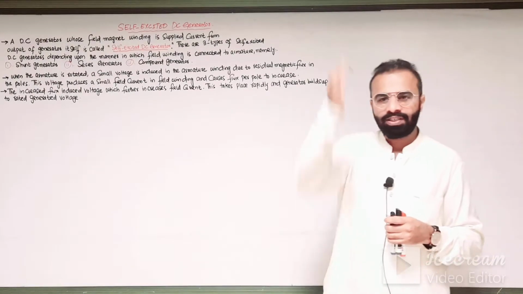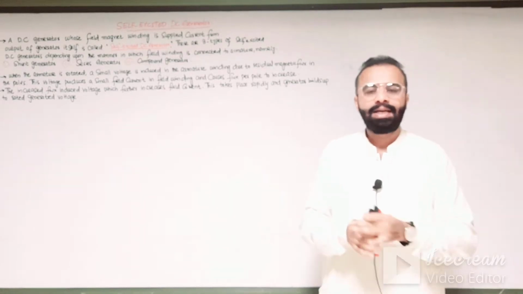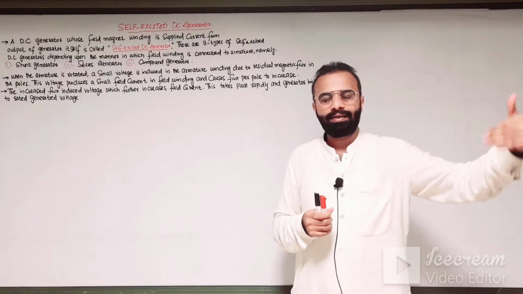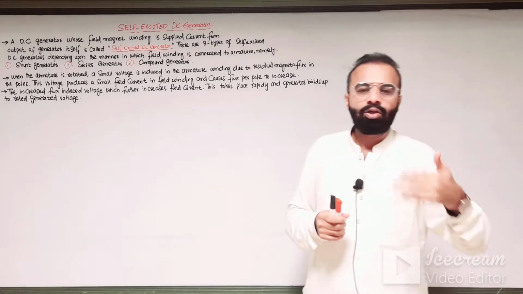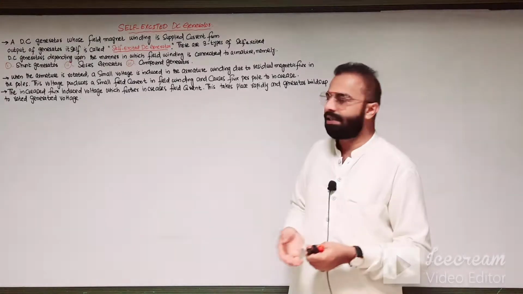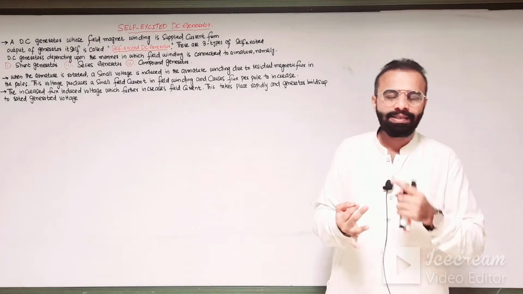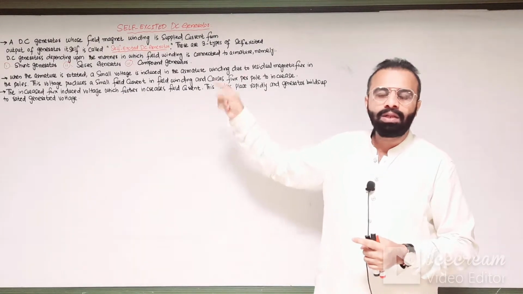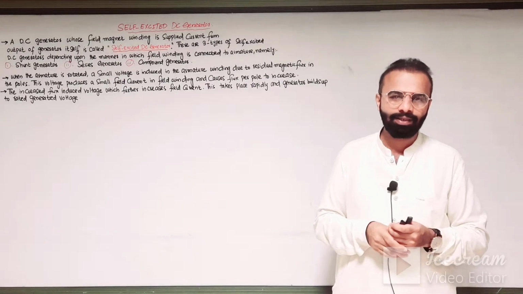If we differentiate the separately excited DC generator and the self-excited DC generator, a separately excited DC generator requires an independent DC source like a battery to excite the field winding. But in the self-excited DC generator, the field magnet winding is supplied the current from the output of the generator itself.